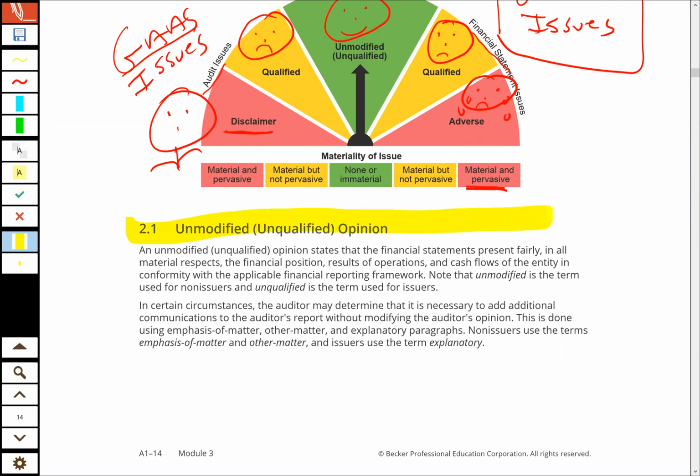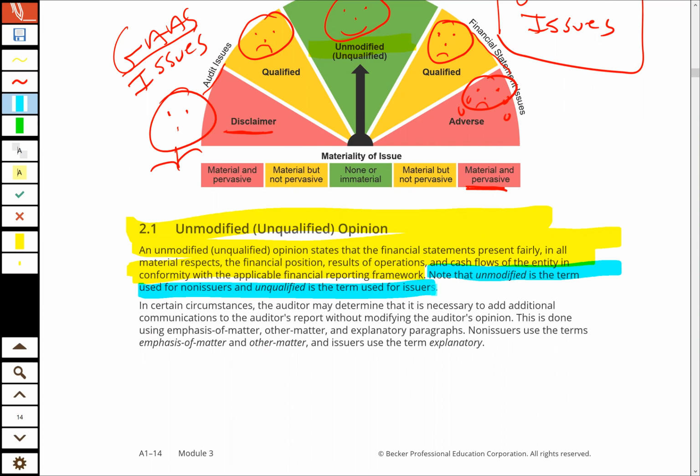So again, our unmodified, unqualified opinion, that's the happy face up here, right? That means the auditor believes that the financial statements present fairly in conformity with the applicable framework, US GAAP, IFRS. And the term unmodified is used for non-issuers. The term unqualified is used for issuers or public companies.